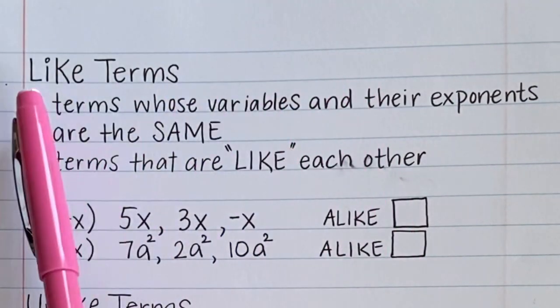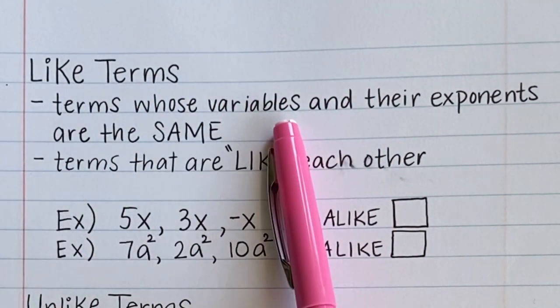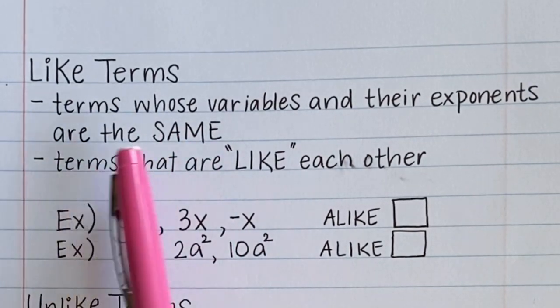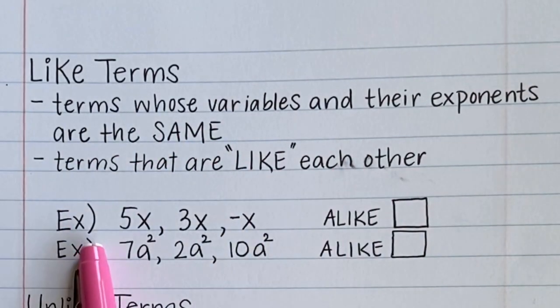So terms that are considered like are those whose variables and exponents are the same. In other words, terms that are like each other. So let's go over these few examples.